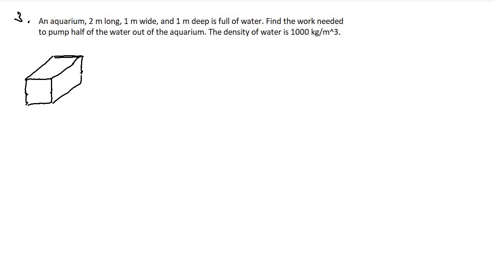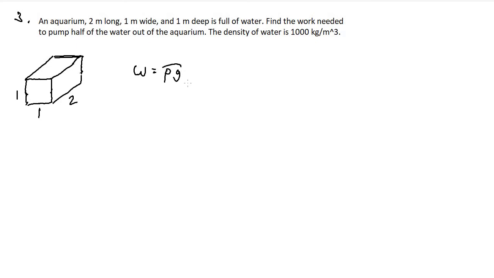So now on to number 3. An aquarium 2 meters long, 1 meter wide, and 1 meter deep is full of water. Find the work needed to pump half of the water out of the aquarium. The density of water is 1,000 kilograms per meter cubed. Now, whenever a problem asks for the work given some sort of density, we most likely have to use this equation, where the work is going to equal the density times the force of gravity.